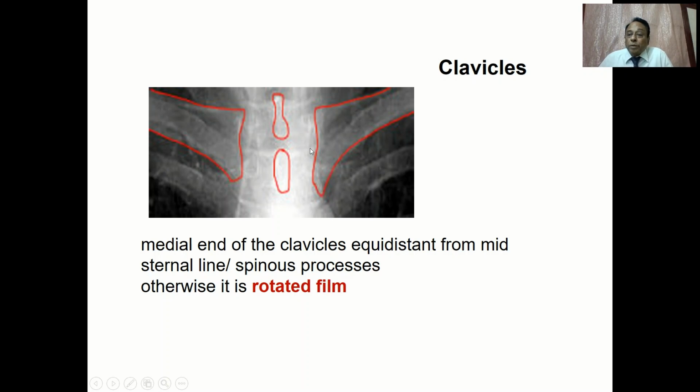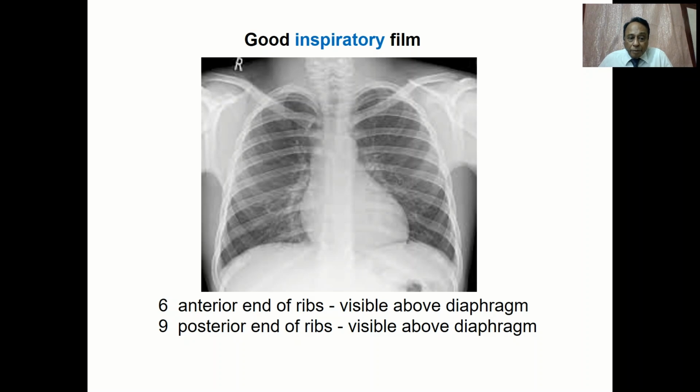Most of the time, we advise taking a normal film because it is very difficult to comment on the mediastinal shift on a rotated film. So you first have to see whether the film is a normal film or a rotated film. Only then can you comment on the mediastinal push or pull.